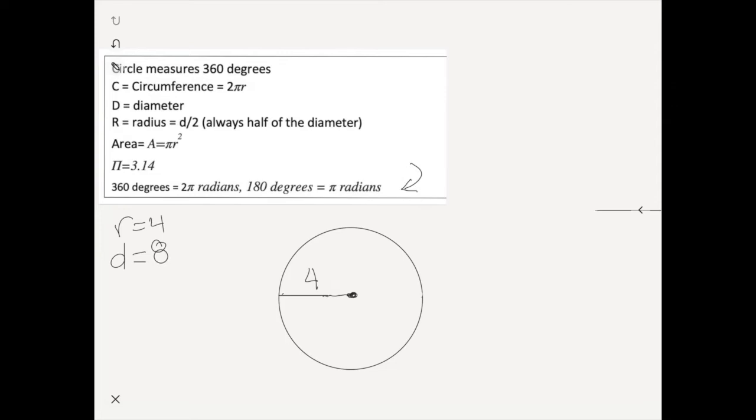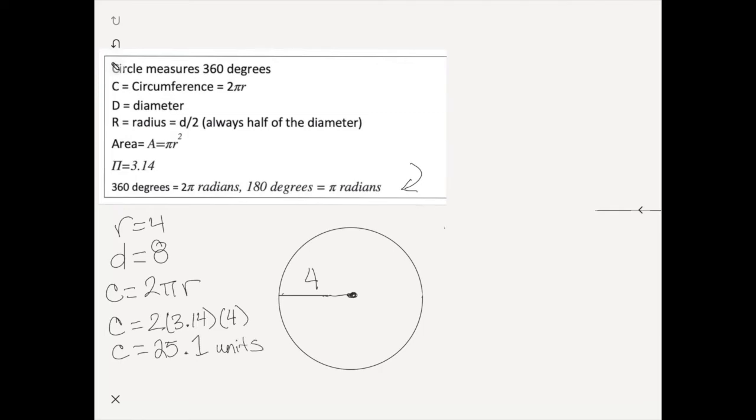Now, if we're going to find the circumference, C is equal to 2 pi r. So the circumference is 2 times 3.14 times 4. And if you put that in a calculator, let's see what we get. We have 2 times 3.14 times 4, which is going to be 25.1, if I'm rounding to one decimal, please. And I'm just going to put units.